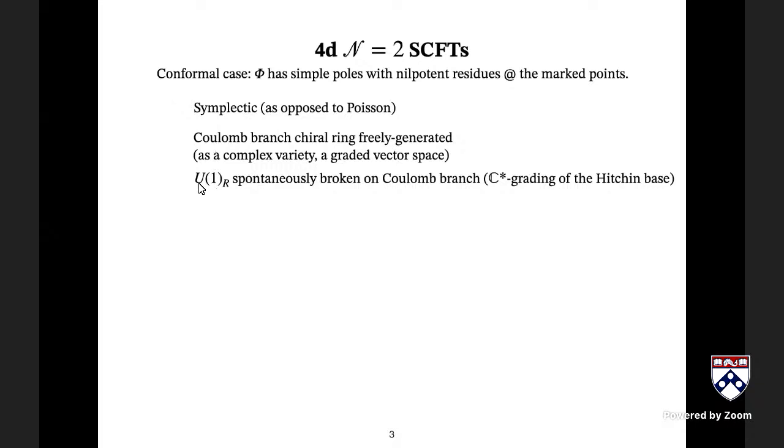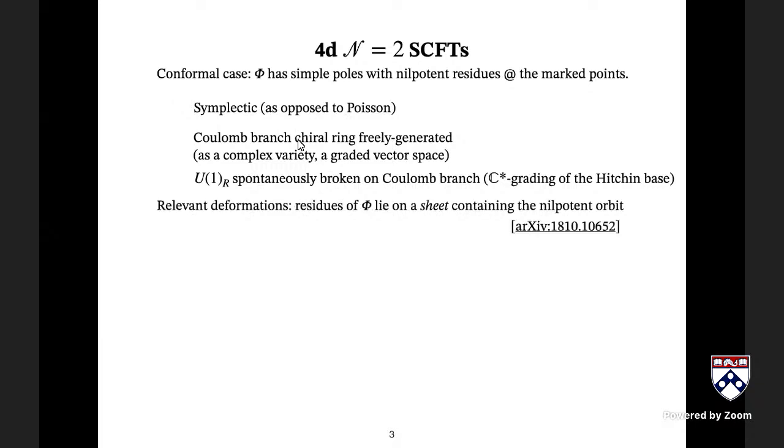And the other salient feature of the superconformal case is that the U(1)_R symmetry of the N=2 superconformal algebra is spontaneously broken on the Coulomb branch, which gives this Hitchin base a C-star grading. So combining these two statements, as a complex variety, the Coulomb branch is a graded vector space with a complicated special Kähler metric on it.